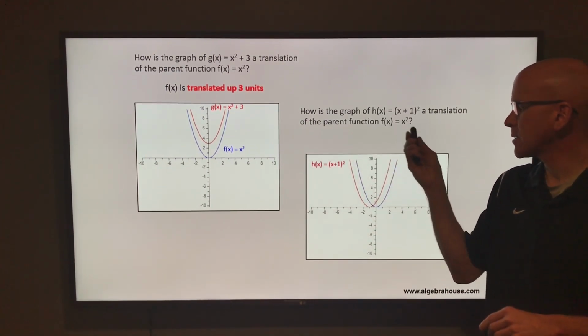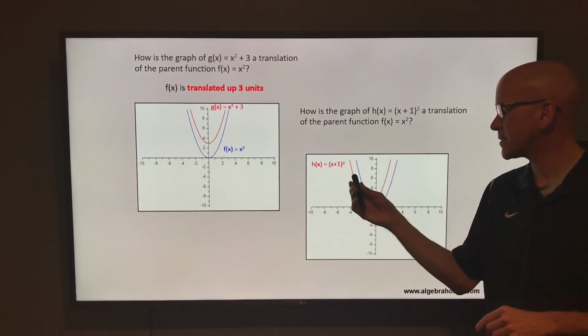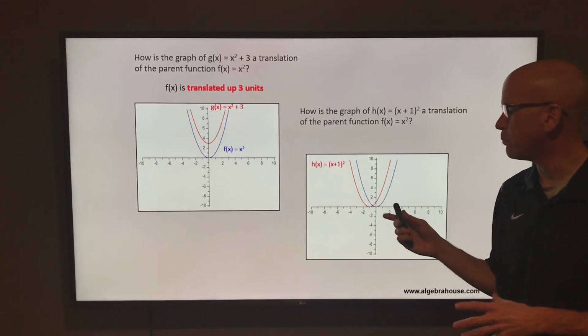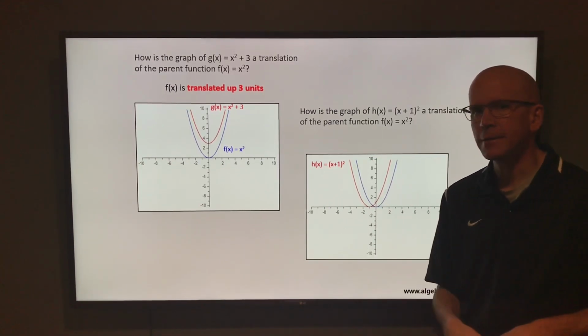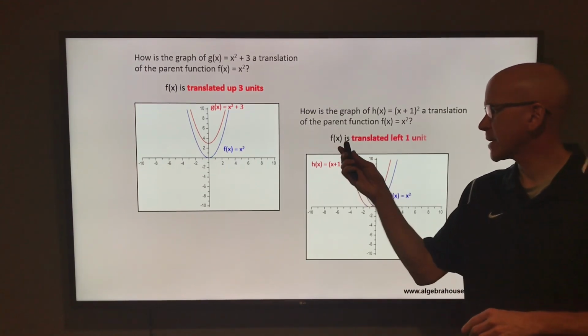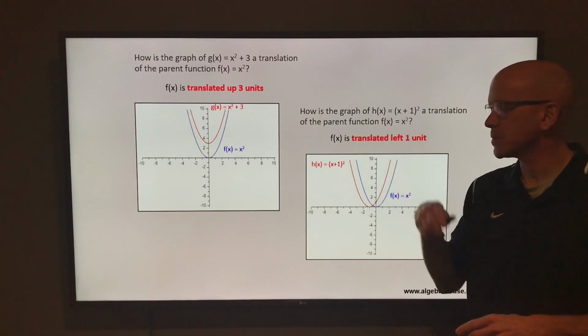So from f of x equals x squared, that's the blue graph, to h of x equals (x plus 1) squared, that's the red graph, you can see from blue to red, it's shifted to the left 1 unit. So f of x is translated left 1 unit to end up at h of x equals (x plus 1) squared.